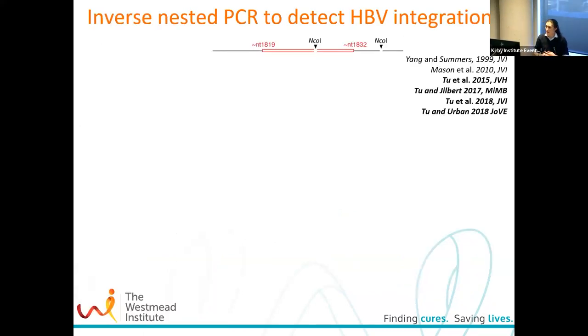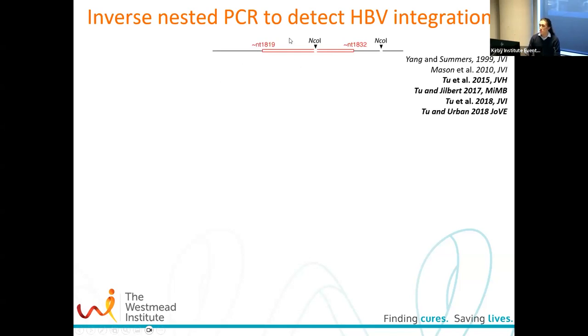The way we detect integrations is using this method called inverse nested PCR. And this is a very sensitive way of detecting integrations. It has single copy sensitivity. And also it is a way to sequence the actual virus-cell junction. So we know where it's integrated.